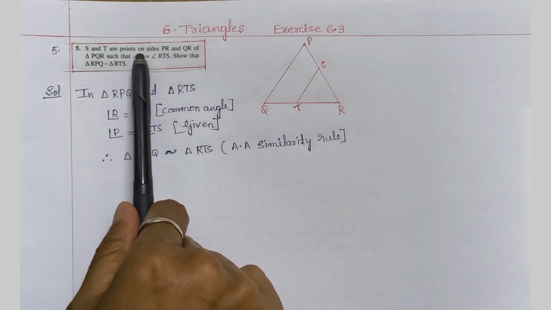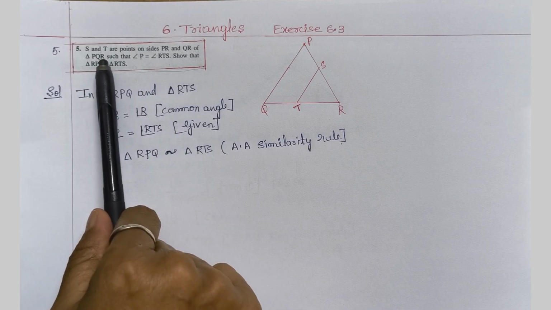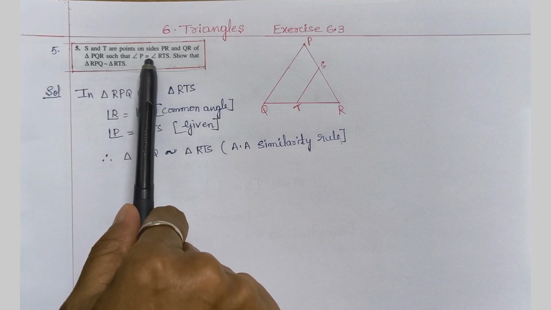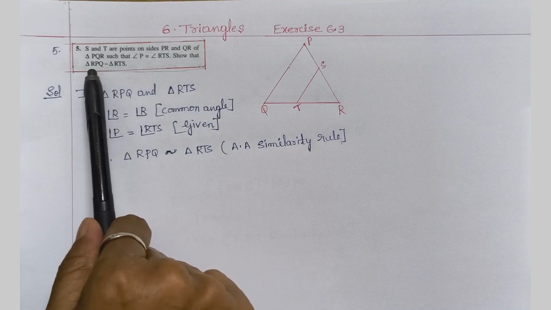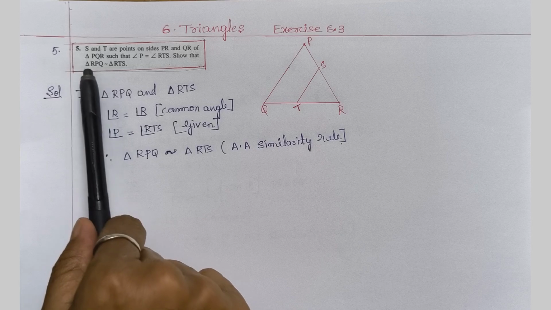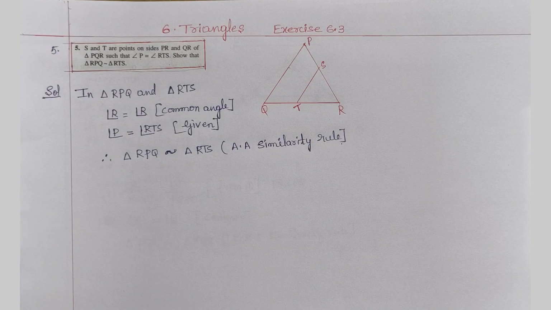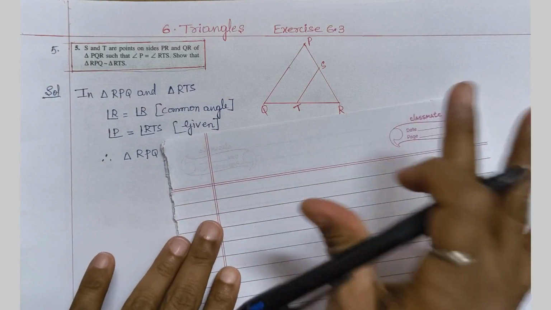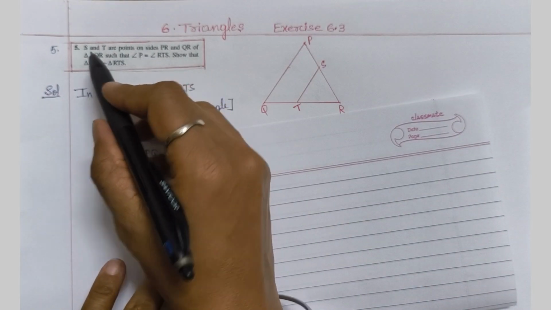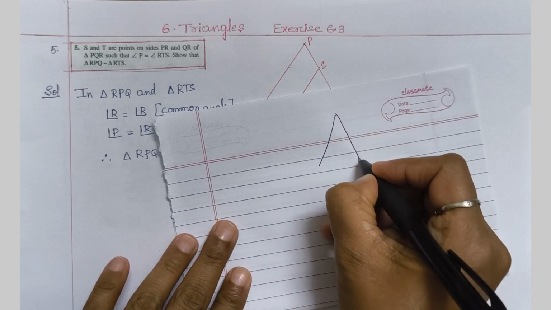S and T are the points on the sides PR and QR of the triangle PQR such that angle P is equal to angle RTS. We have to prove that triangle RPQ is similar to triangle RTS. This is the question. So now we will draw the diagram. See here carefully. Which triangle is there? Triangle PQR. Now you draw the triangle PQR.